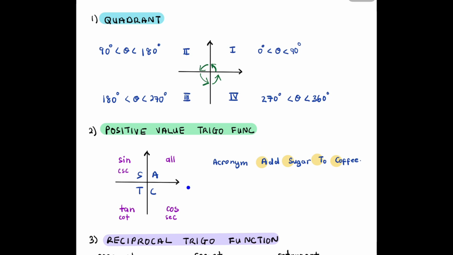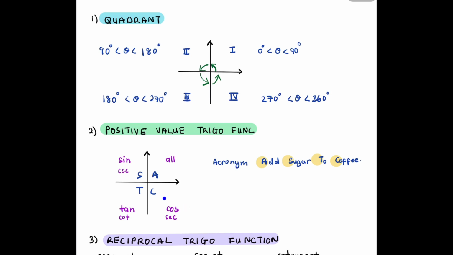Okay, the second one is about the positive value trigo function, whereby in the first quadrant all the functions will be positive, where the sine is positive, tangent is positive, the cos also positive. The second quadrant here, only sine function is positive, the rest is negative. The third quadrant, only tangent is positive, the last quadrant, only cos function is positive.